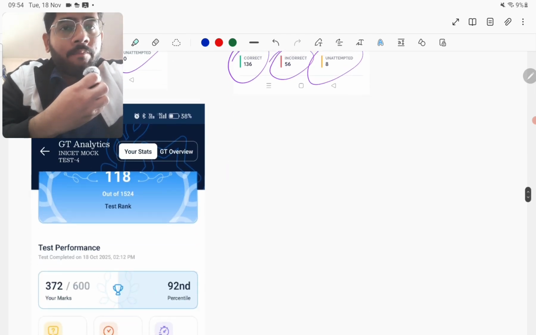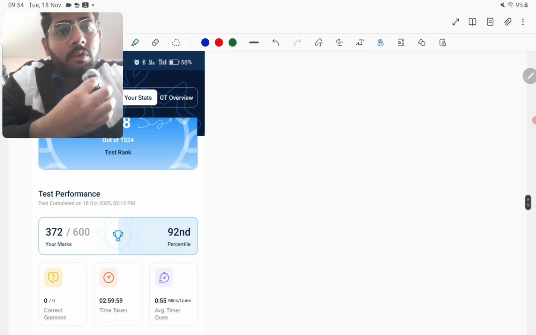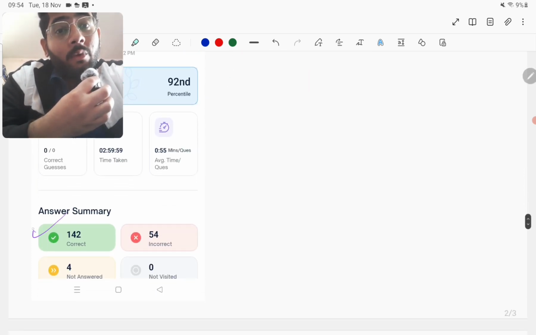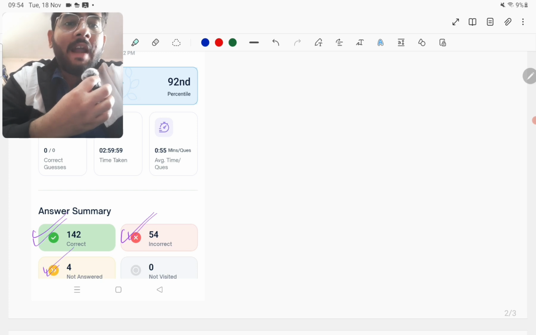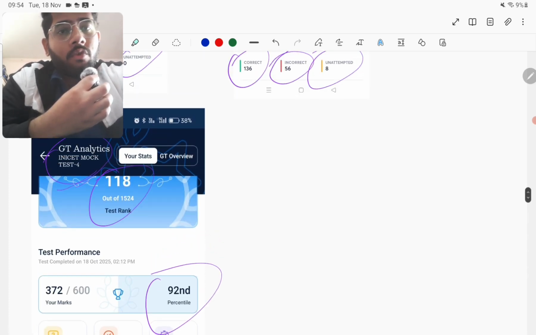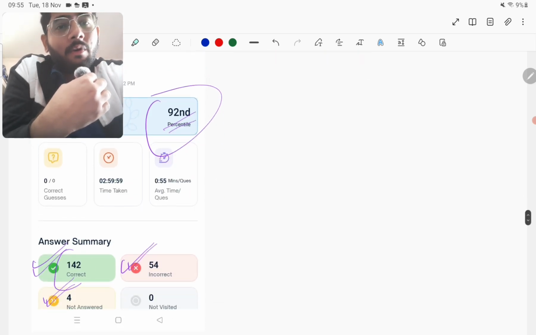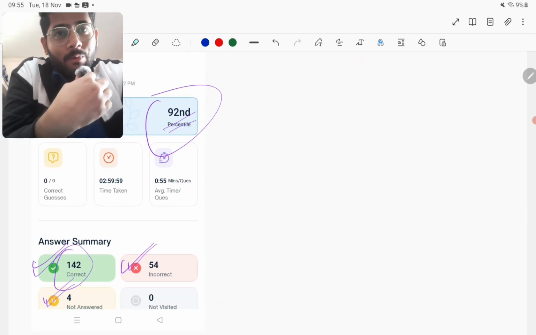Now next is the Cerebellum GT, the Cerebellum INICET mock test 4. The mock test 5 I did not attempt. So the INICET mock test 4 was there, which I gave. In that, the score was 142 correct, 54 incorrect, 4 unanswered, and it was 92 percentile and rank 118 out of 1524. So yeah, percentile wise it is not accurate, but score wise it is quite accurate. 142 correct here also, and in my final scorecard also it was 142 correct only.